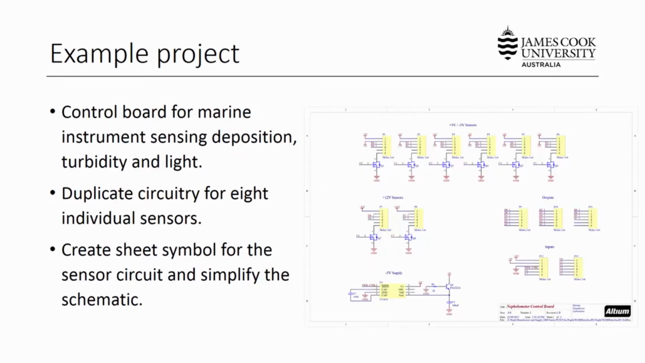We're going to show you how to use sheet symbols in Altium, and to do that I've found an example project that has a little bit of redundancy in a particular circuit. This schematic shown here is a control board for a marine instrument at a James Cook University laboratory where we perform marine sensing of water quality. This control board was for a nephelometer, which measures turbidity, deposition, and light. Ultimately there are 8 individual sensors on this PCB that have identical circuitry.